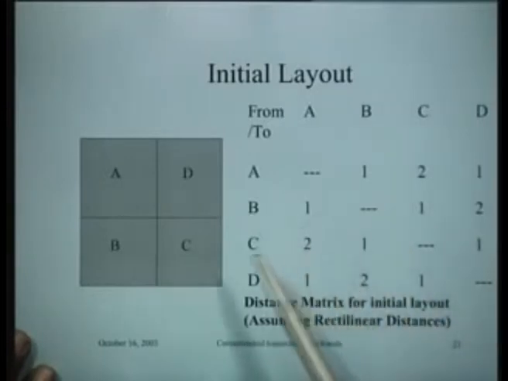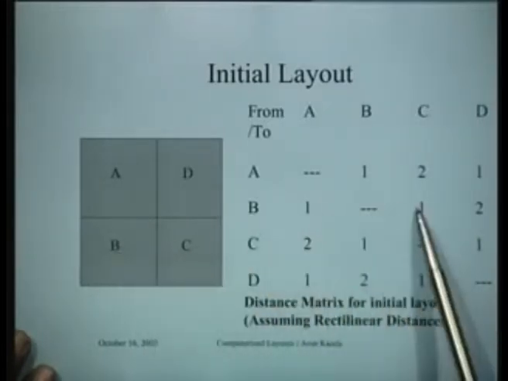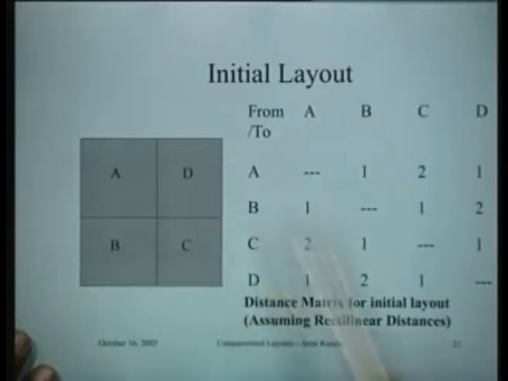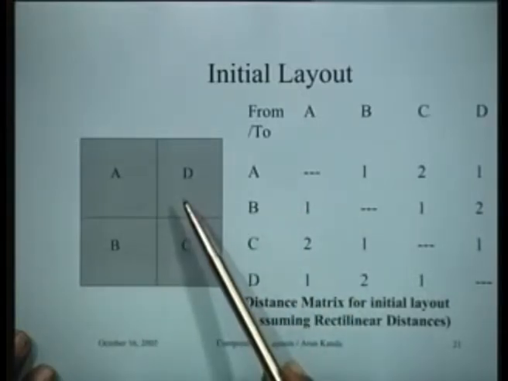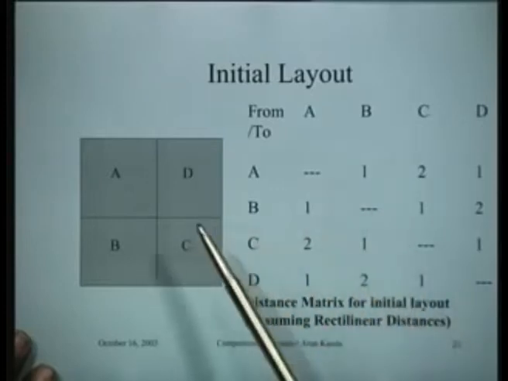So B to A is 1, B to C is 1, and B to D is again 2 units, and similarly here. So this 4 by 4 matrix is actually nothing but the distance matrix corresponding to this layout. If I change the layout, obviously the distance matrix will change.